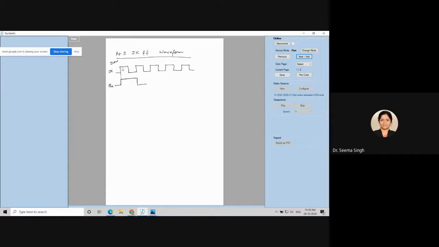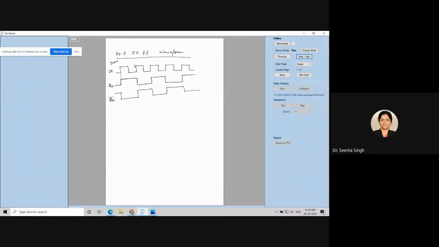See here, when it has toggled, QM became 1 from 0, and it will toggle again only when my next positive level comes. So this toggling will happen only when the next positive pulse comes, and like this toggling will happen for QM. And this is QM. What will happen to QM bar? QM bar is exactly opposite of your QM. It will appear as a mirror image, but anyway, you need to draw all that. So this is my QM bar.